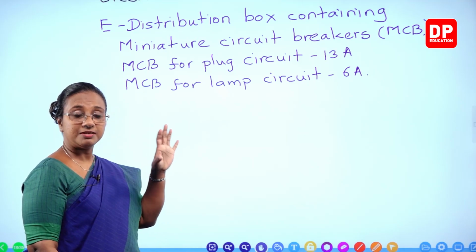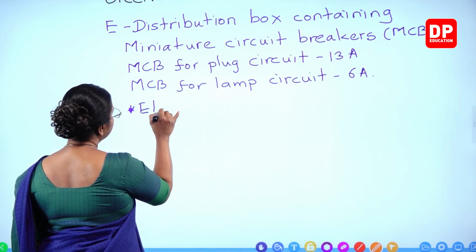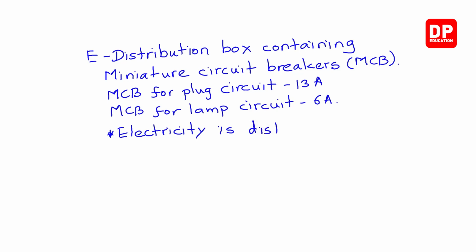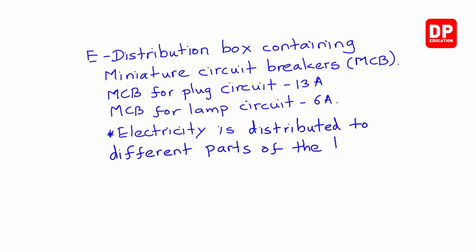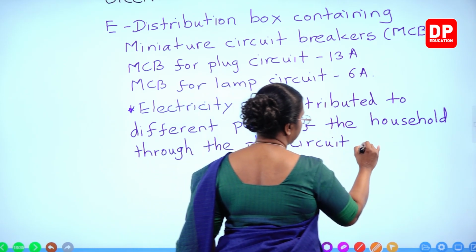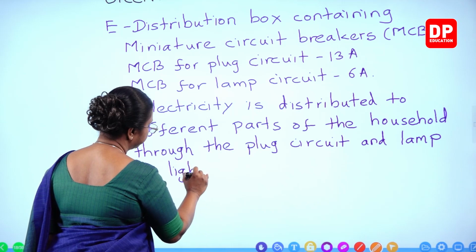So if we write the function briefly, we can say electricity is distributed to different parts of the household through the plug circuit and lamp or light circuit.